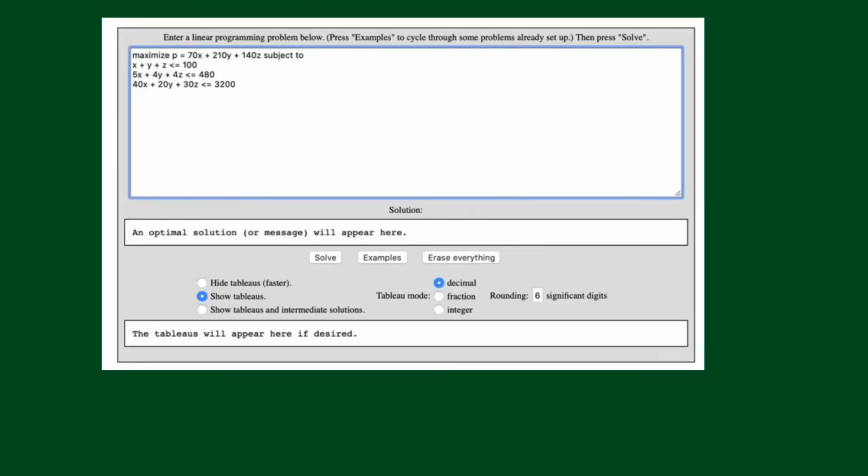So I've typed in my linear program. Maximize, here's the objective function, and the subject to has to be on the same line. Don't put it down here in the next line, you'll get an error statement. So all on one line, type in your constraints, and remember what we said before, that less than or equal to, you have to type in like this, less than or equal to. Once you've got it typed in, just come down here to the solve button, and press solve.